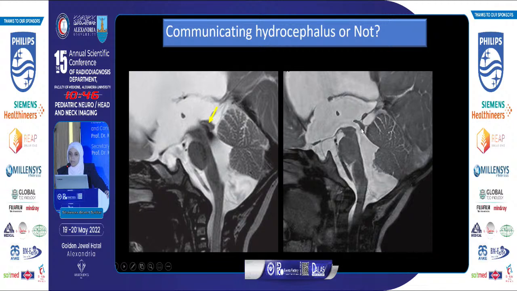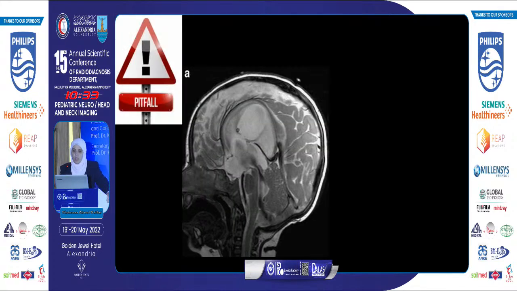We can see a normally patent aqueduct in this sequence, balanced fast field echo, which can omit the effect of flow during imaging. So there is flow within the aqueduct and flow within the exit of the fourth ventricle in conventional 2D T2 weighted image. Is this communicating hydrocephalus or what?